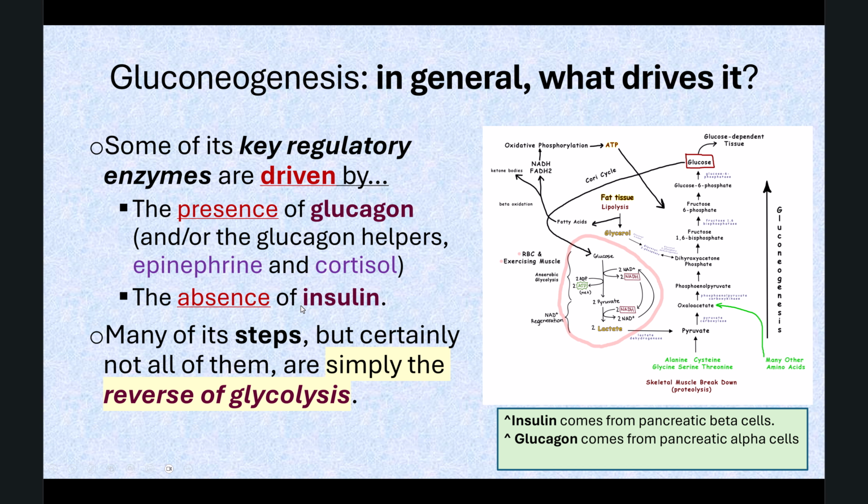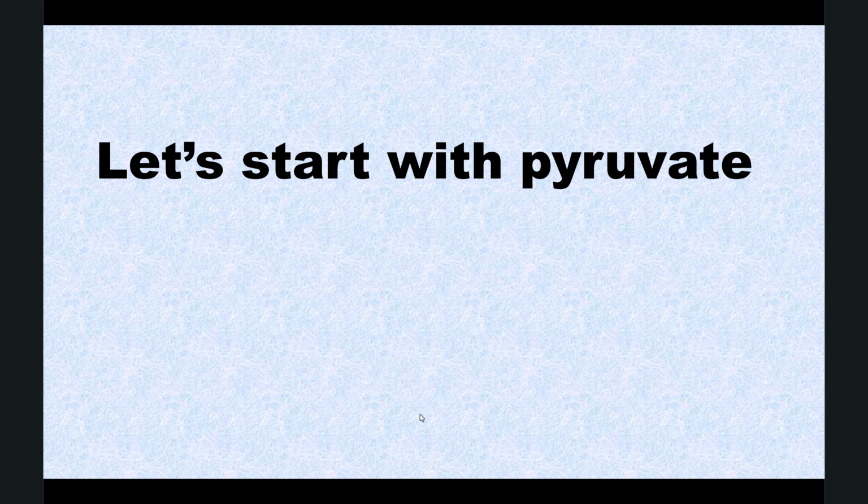So what drives gluconeogenesis in general? It's driven by the presence of glucagon or the helpers, and it's driven by the absence of insulin, which is a very important step because it takes the brake off FOXO1. Many of its steps are the reverse of glycolysis, which is probably the best pathway you know. Not all of them, though, because we've already talked about one that's not a glycolytic step.